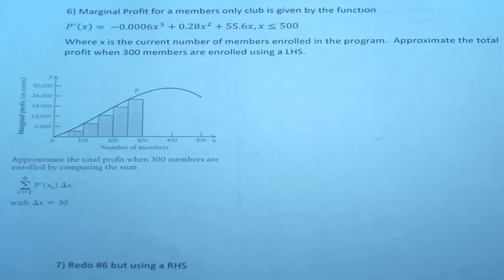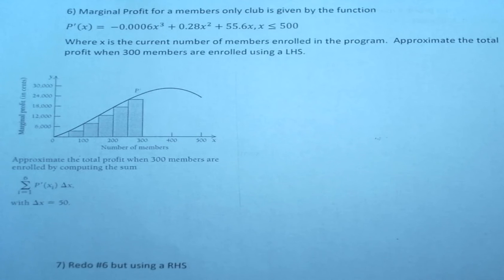All right, so we've been given marginal profit for a members-only club, given by the following function. X is the current number of members enrolled in the program, and they want us to approximate the total profit when 300 members are enrolled using a left-hand Riemann sum. So let's use a left-hand sum, and they've actually given us a graph to go by.